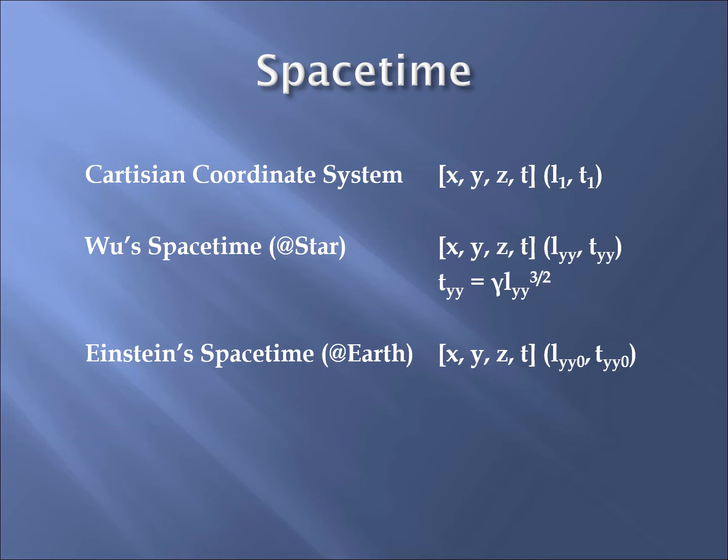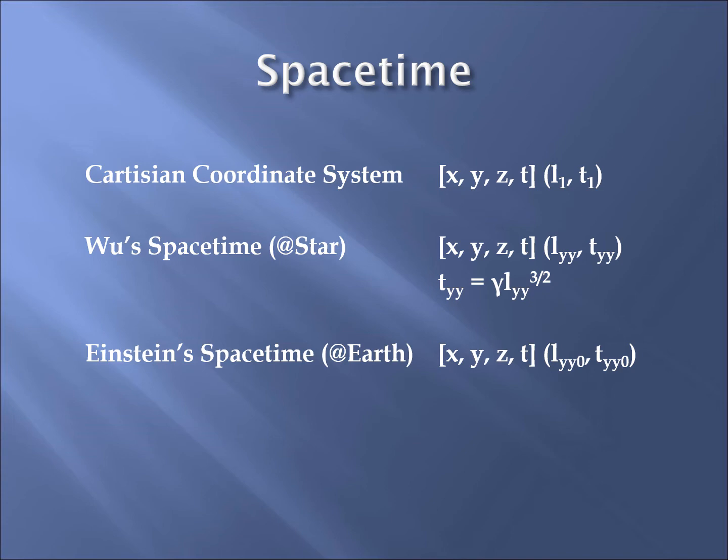A Cartesian coordinate system can be represented by xyzt, L1, T1, which contains three perpendicular axes at their reference point, the origin, and four coordinates x, y, z, t, in which x, y, z are lengths and t is time. L1 is the unit length, such as centimeter, and T1 is the unit time, such as second. L1 and T1 are independent of each other.